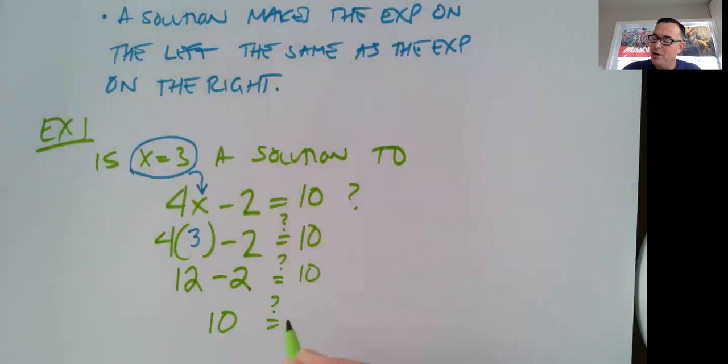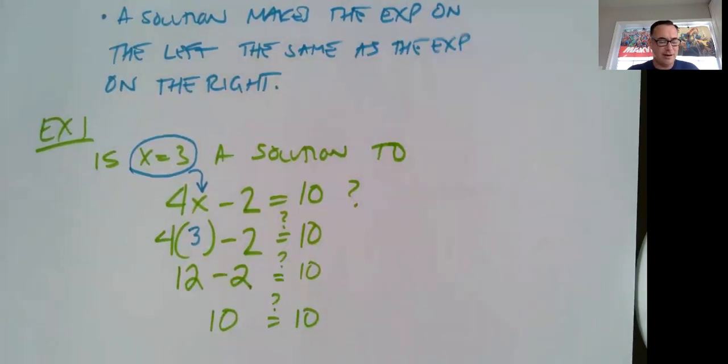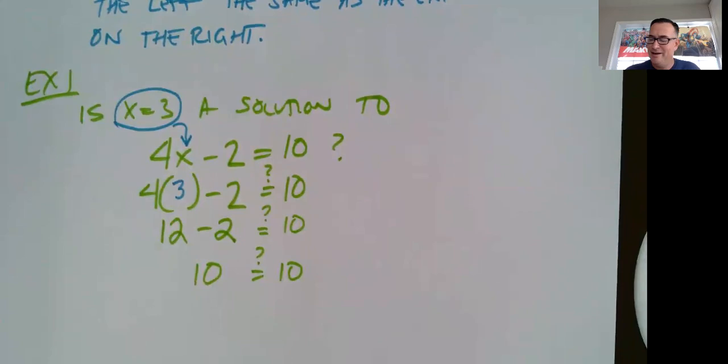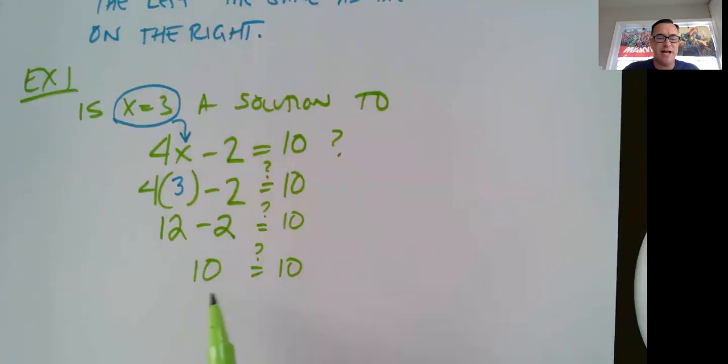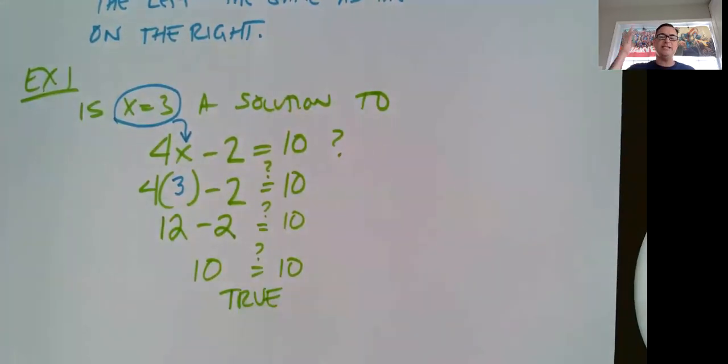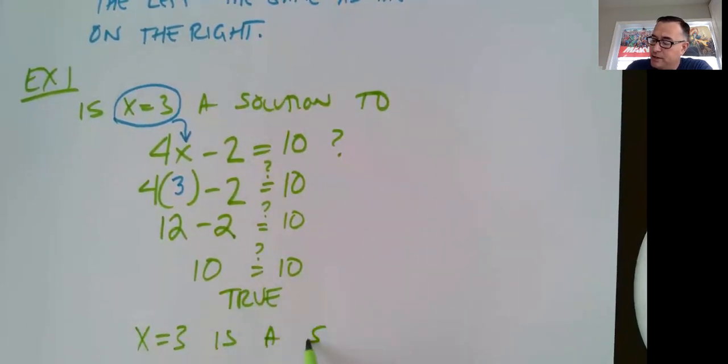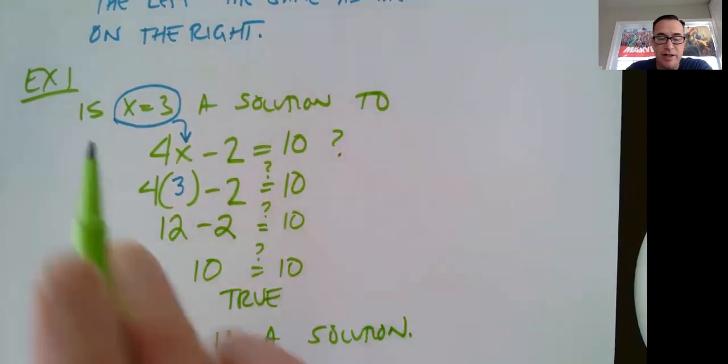Yay! So my question, does 10 equal 10? Of course 10 equals 10. So what I can say is, the question of 10 equals 10 is not even a question. I can say that this is true. So now I'm answering the question, is x equals 3 a solution to the equation 4x minus 2 equals 10? I plugged in the 3, I got the value 10, it's equal to 10, we got a true statement. So in this case, we can say that x equals 3 is a solution. We're answering the question that they asked at the very beginning.